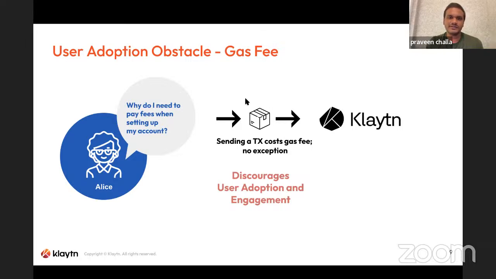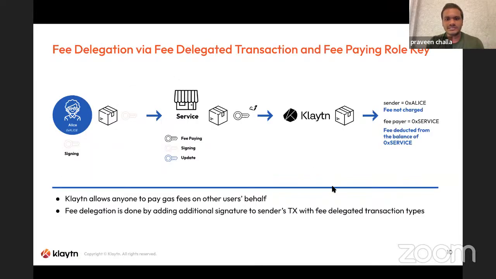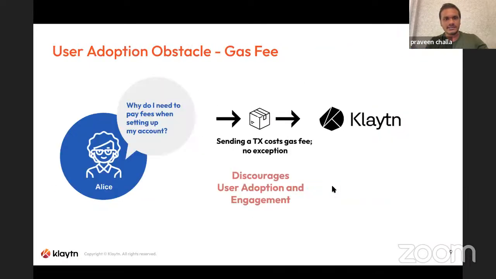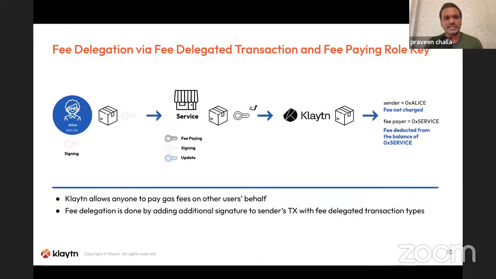So we have introduced a new feature called gas fee delegation. With the help of this feature, we'll be able to avoid these kinds of things. This will help user adoption more. Yeah, this will help more user engagement and adoption. We were able to achieve this fee delegation by using a fee delegation transaction type, and also by a role called the fee delegator role.